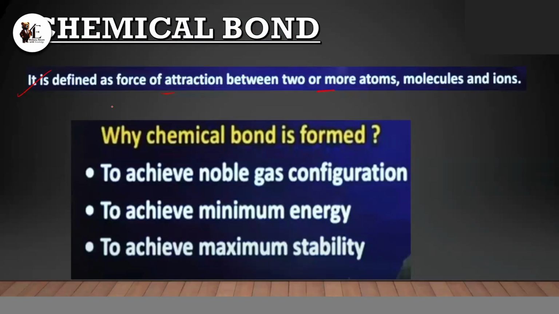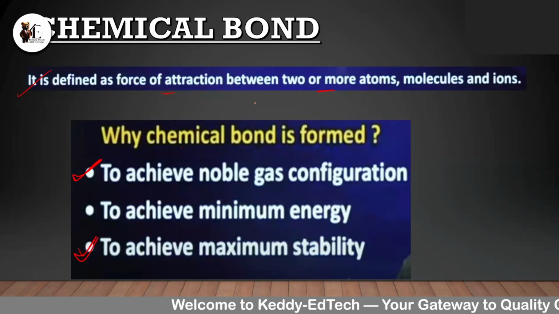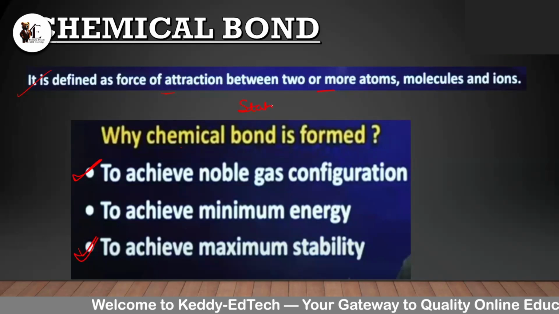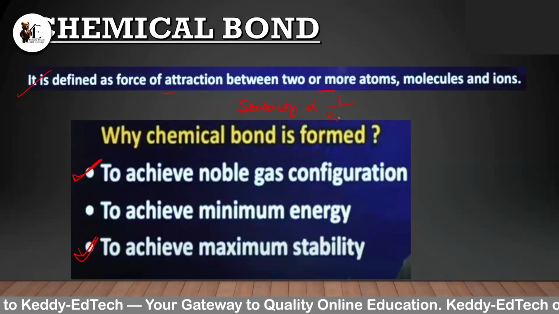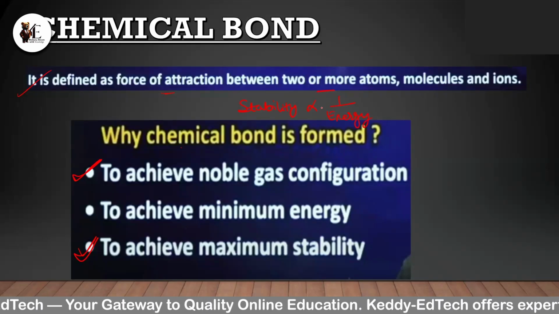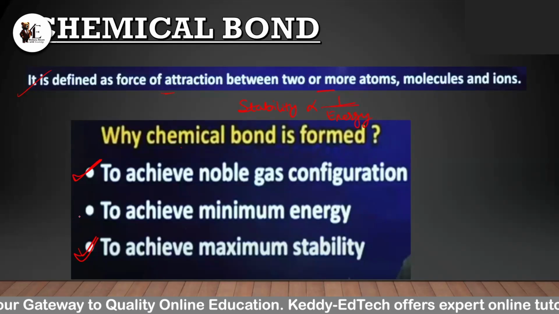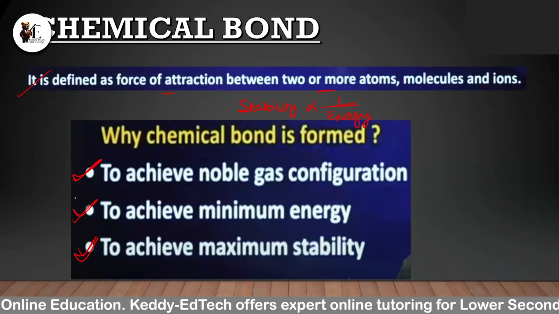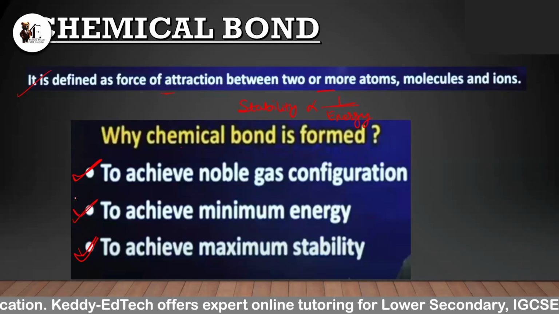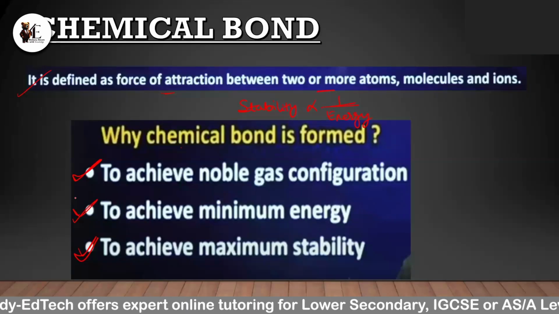Now, why is there a need to form a chemical bond? Why do atoms combine with each other to form bonds? Because they want to achieve noble gas configuration, that means to achieve maximum stability. And you know that stability is inversely proportional to energy. The more stable the compound is, the lower is its energy. So there are three reasons why a chemical bond should be formed: to achieve noble gas configuration, to achieve maximum stability, and to achieve minimum energy.